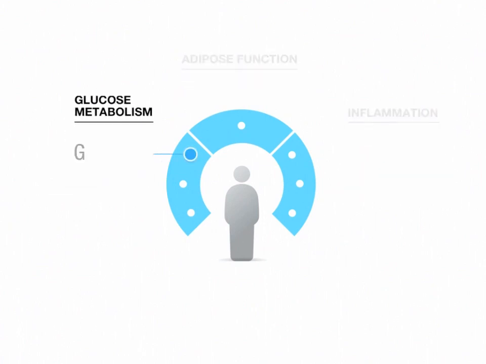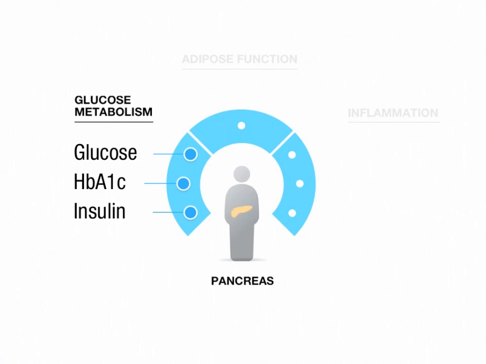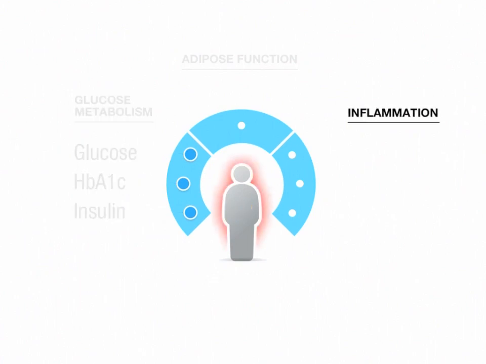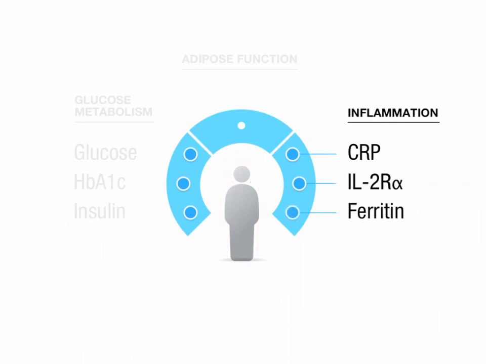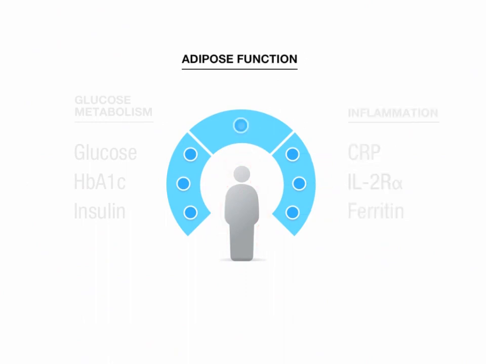So in addition to fasting plasma glucose and HbA1c, the test includes biomarkers like insulin, because we know that the amount of insulin that's circulating is a reflection of how hard the pancreas is working to keep up with the demands of disposing glucose. We also measure markers from the inflammatory pathways: C-reactive protein, interleukin-2 receptor alpha, and ferritin. Inflammation strongly degrades one's ability to maintain glucose homeostasis over the long term. And we measure adiponectin, which is reflective of how healthy someone's fat cells are and how well their fat can accommodate excess calories over the long term to help prevent diabetes.